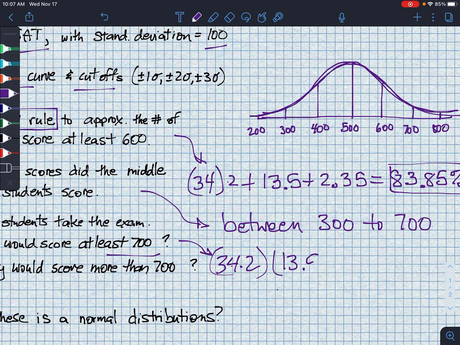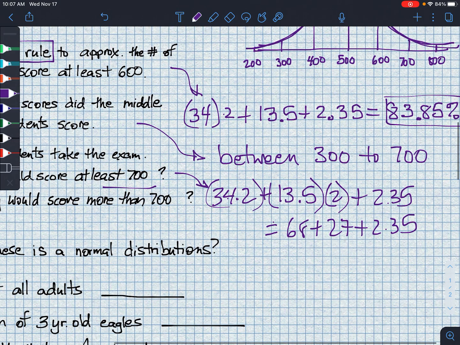Plus 13.5 times 2, times 2 plus, and then I need 2.35. All right, so 68 plus 27 plus 2.35. So 68 plus 27 plus 2.35 is 97.35.